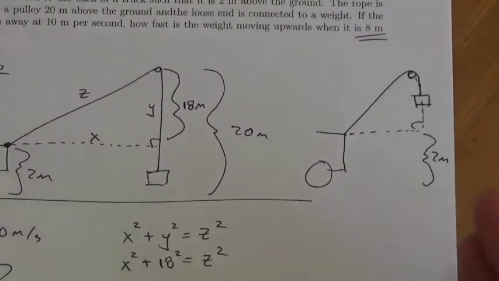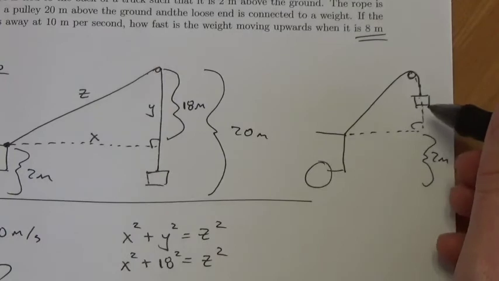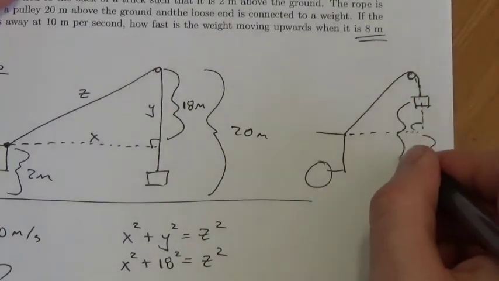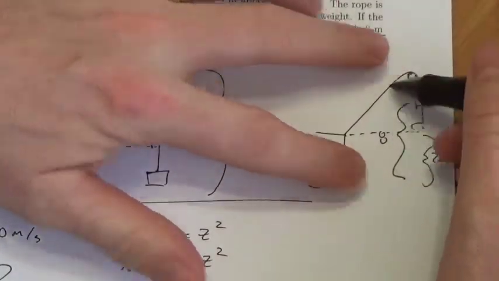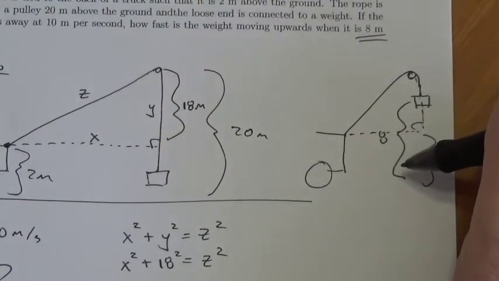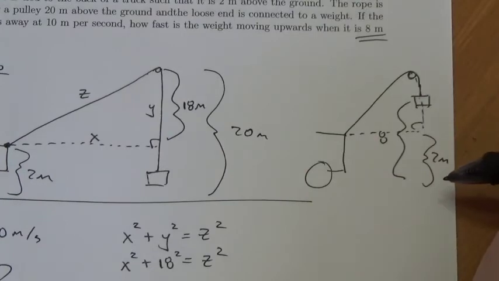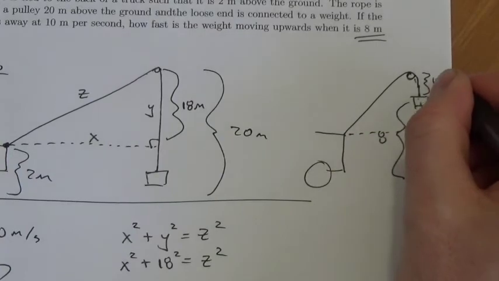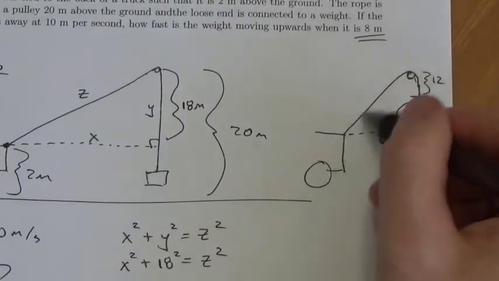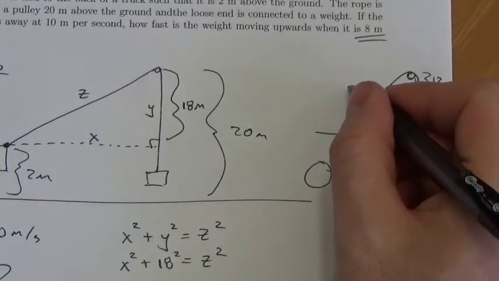Okay, so now, with that little bit of information here, if I know that that weight is 8 meters up, 8 meters up. Now let's think about this. I know that this distance right here, from the ground up to the pulley, is 20 meters. So if this is 8 meters, that means I have got 12 meters here, which means how much have I got left over? Well, the answer is 38 meters.